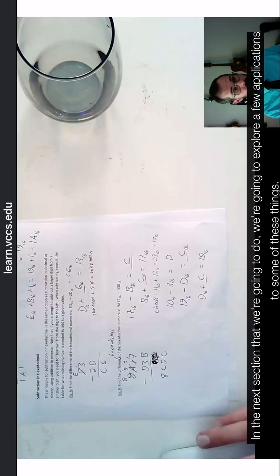All right, so this stuff is a little trickier, right? We're taking things that are very familiar and making them very unfamiliar by changing the context. So we have to think about this stuff very carefully and really delve into our understanding of how these algorithms work. In the next section, we're going to explore a few applications of some of these things. So I'll see you soon.